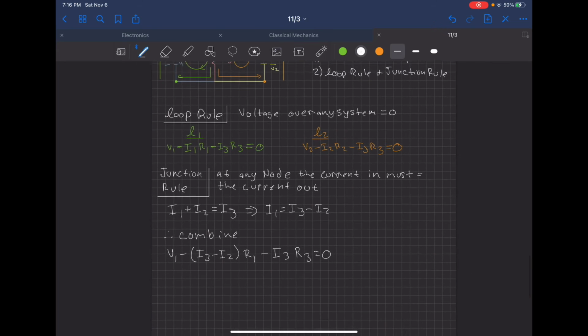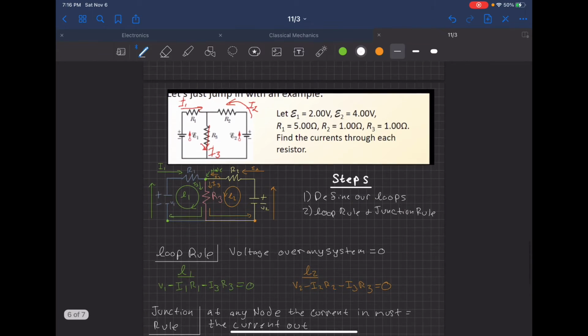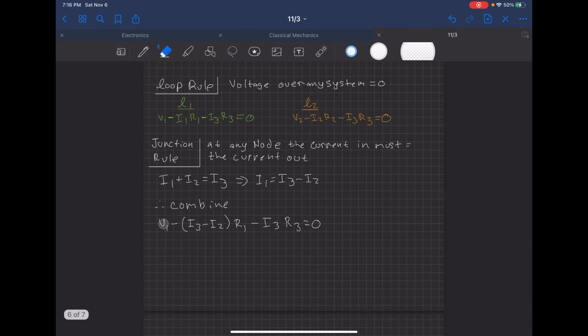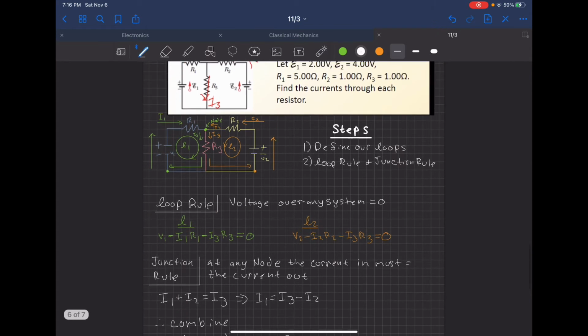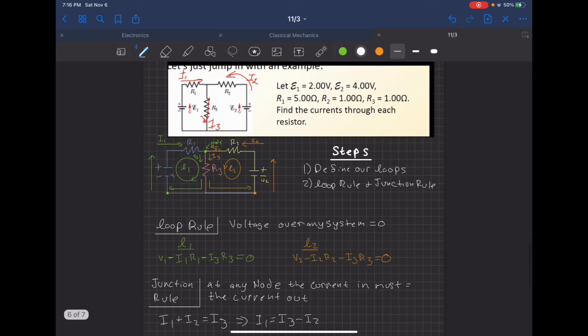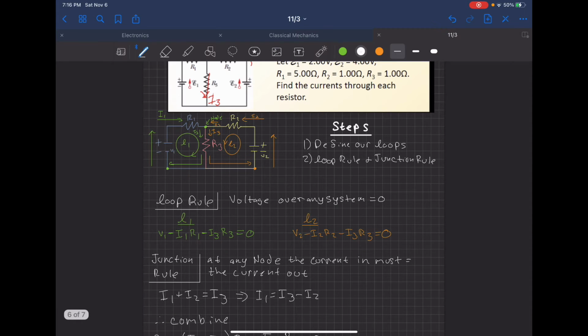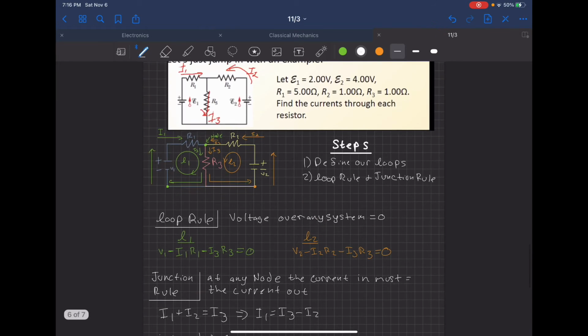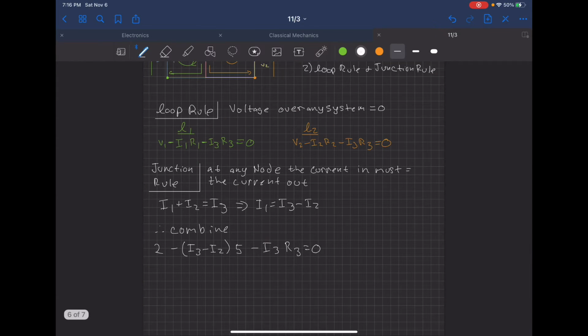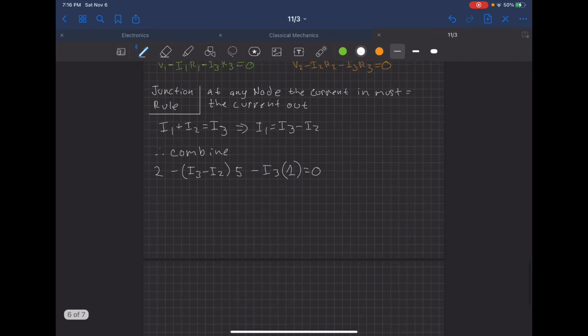Actually, at this point, I'm going to plop in our values. So we have 2 volts, 2, and I'm just going to leave these as numbers because for the algebra, it's not really going to matter, and we know that our end result is going to be in amps. Just be careful. So R1 is going to be equal to 5. Obviously, that's ohms. We're not going to put it in. And then R3 is going to be equal to 1. So we're going to plop a 1 right there.